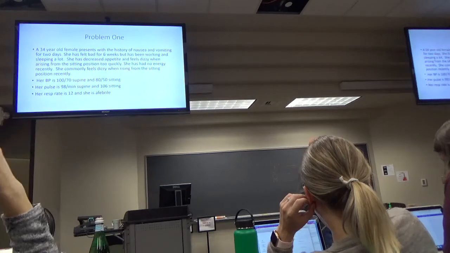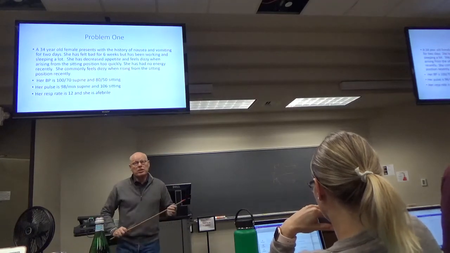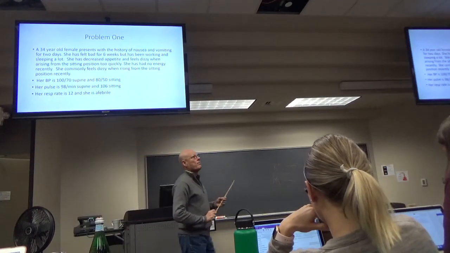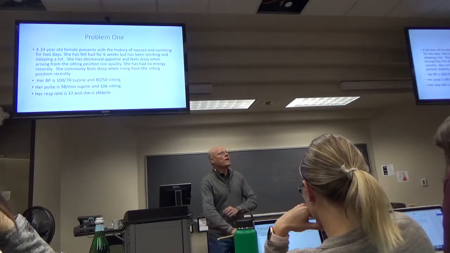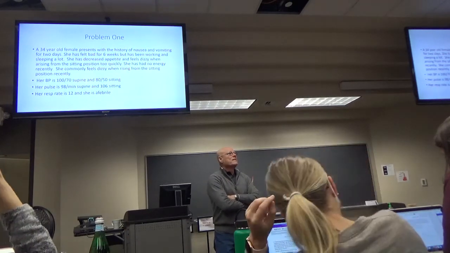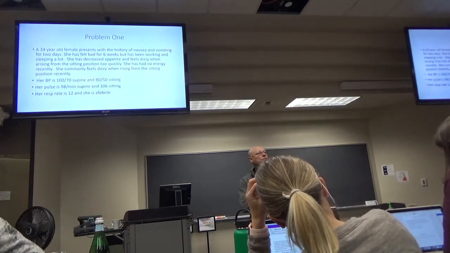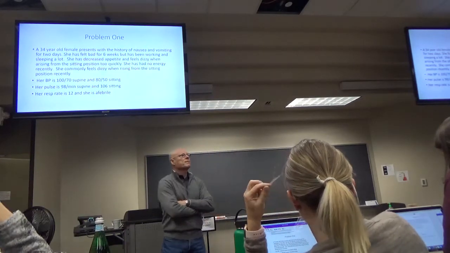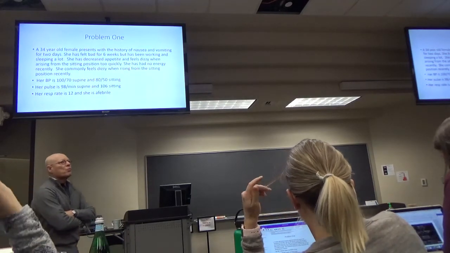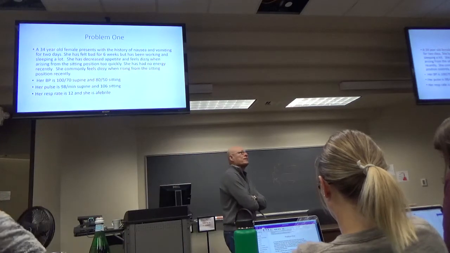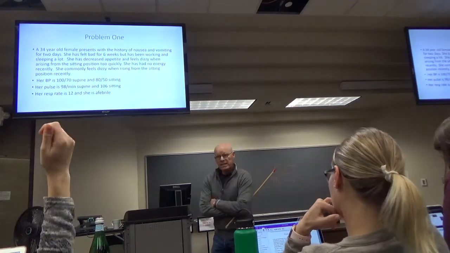Questions about how to treat DKA in the ER? Let's look at 2 problems. A 34-year-old female presents with a history of nausea, vomiting for 2 days. She's felt bad for 6 weeks, but has been working and sleeping a lot. She has decreased appetite, feels dizzy when arising from a sitting position too quickly. She's had no energy recently. She commonly feels dizzy when rising from a sitting position, and that's been going on recently. Her blood pressure is 100 over 70 supine and 80 over 50 sitting. Pulse is 98 supine and 106 sitting. This is a positive tilt, right?